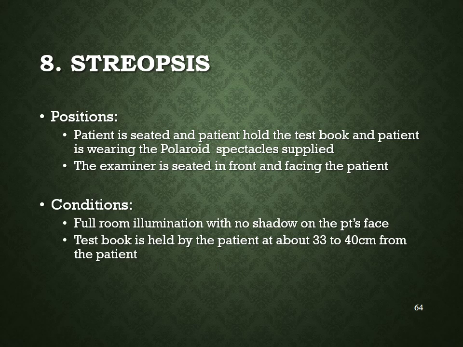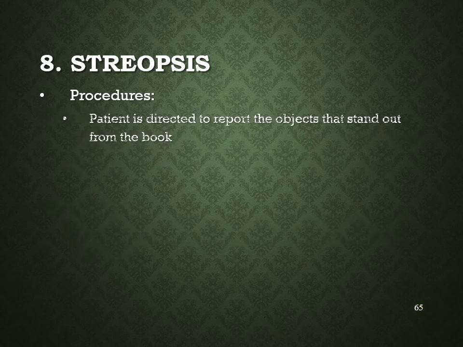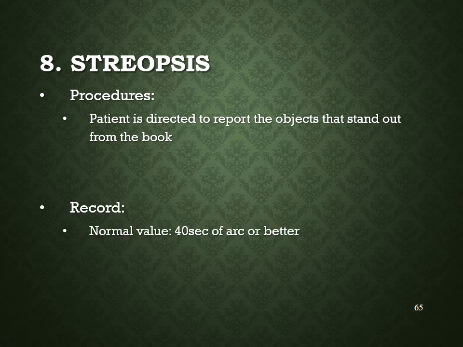For the position, the patient is seated, holding the test book and wearing Polaroid or red-green glasses over his near correction, and the examiner is seated in front, facing the patient. The room has full illumination with no shadow on the patient's face. The test book is held by the patient about 33 to 40 centimeters away. For the procedure, the patient is directed to report the object that stands out from the book. Please refer to the manual for each stereo booklet.